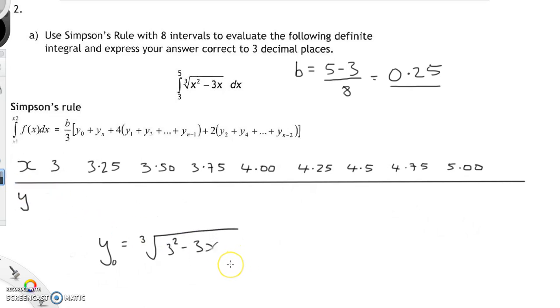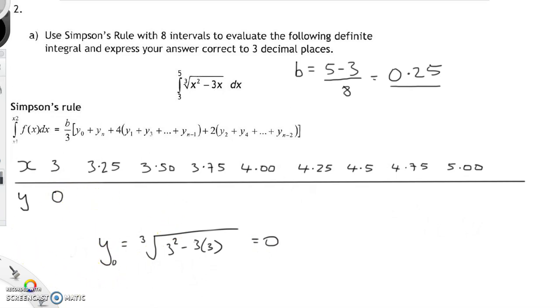Alright, so that's going to be 3 times 3. This is going to come out to 9 minus 9, which is 0. The cube root of 0 is 0. So 0 is going to be our first y value.